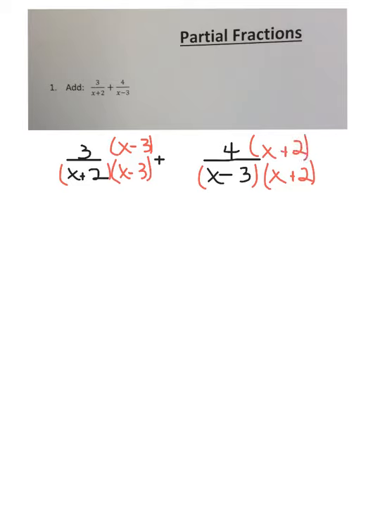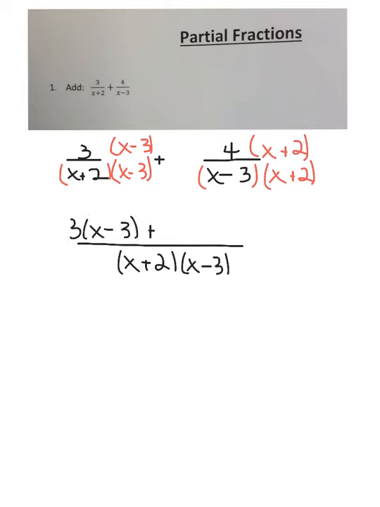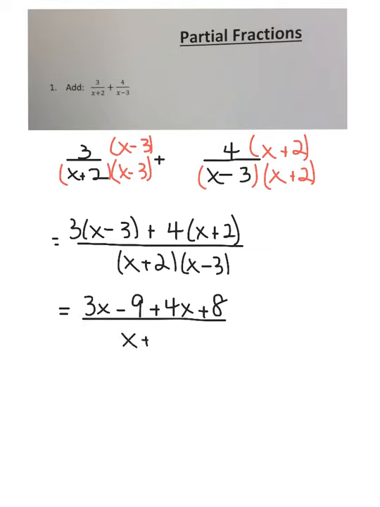Okay, so then when we are adding fractions, we write the common denominator. And then what I'm going to do is I'm going to take that first numerator. I will distribute the x minus 3. And then I'm going to take the second numerator, and I'm going to distribute the x plus 2. Okay, so that's going to give me 3x minus 9 plus 4x plus 8. And that's all going to be over x plus 2 and x minus 3.